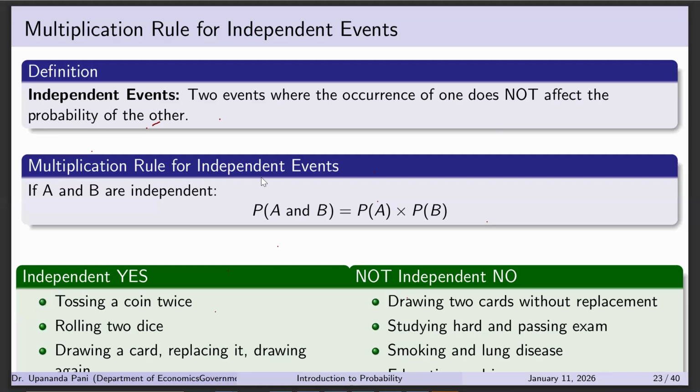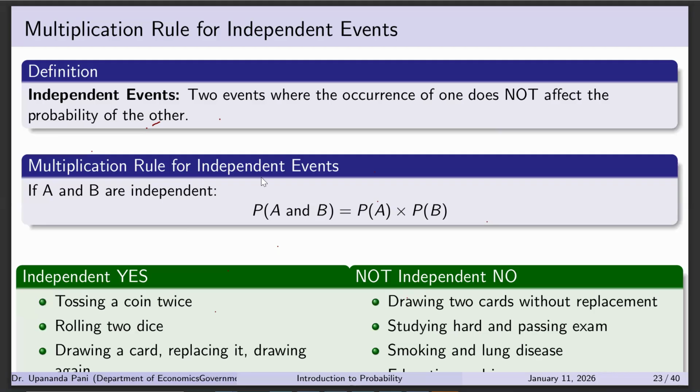You can see probability of A and B. Always remember, as Chinmay told, "and" means intersection, "or" means union. That is very important to keep in your memory. So probability of A and B will be equal to probability of A into probability of B. So independent, yes, and when is it not independent?